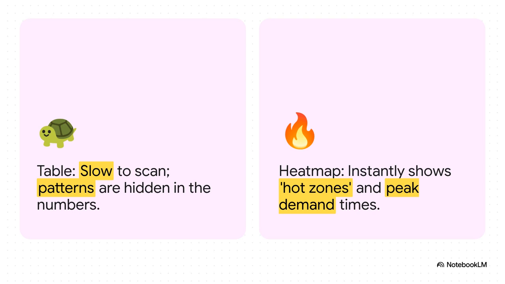A big table of numbers forces you to hunt and scan for the pattern cell by cell. It's slow work, but the heat map does all the heavy lifting for you. The color intensity immediately draws your eye to the hot zones. I mean, look at how Friday and Saturday evenings just light up. The pattern is instantly obvious.